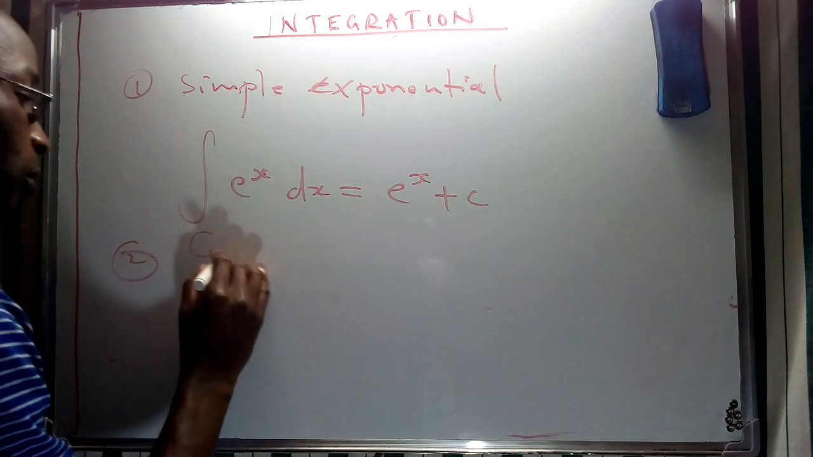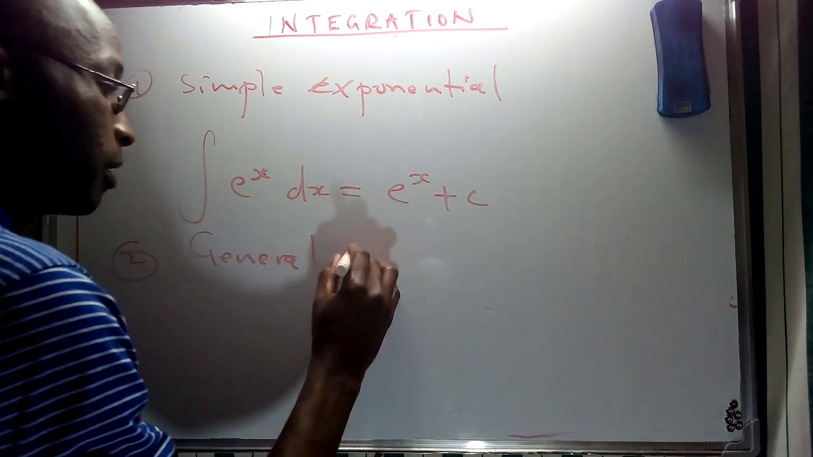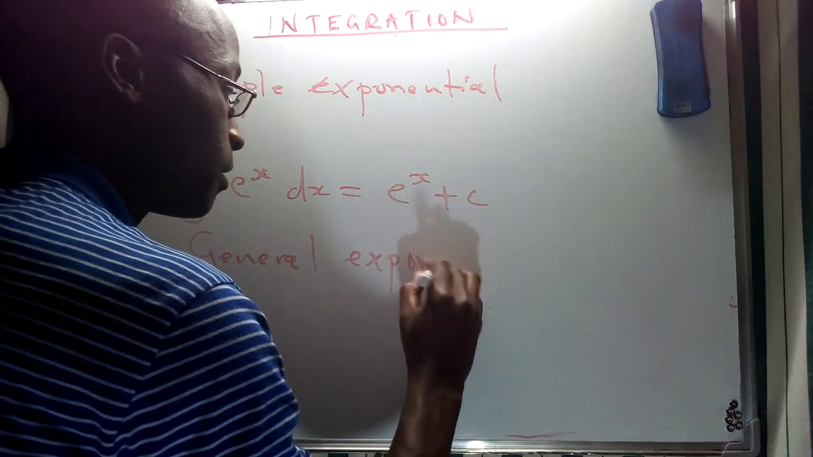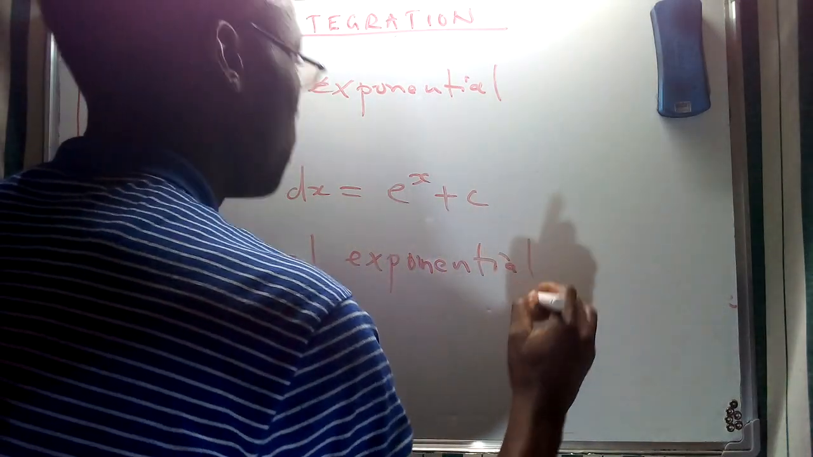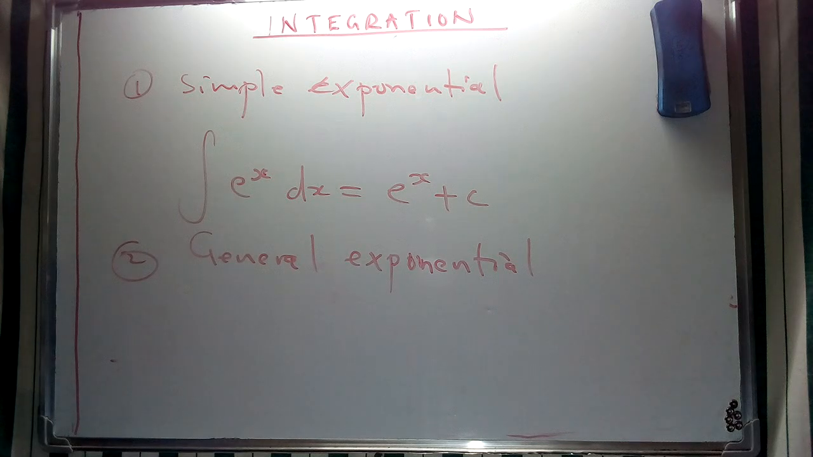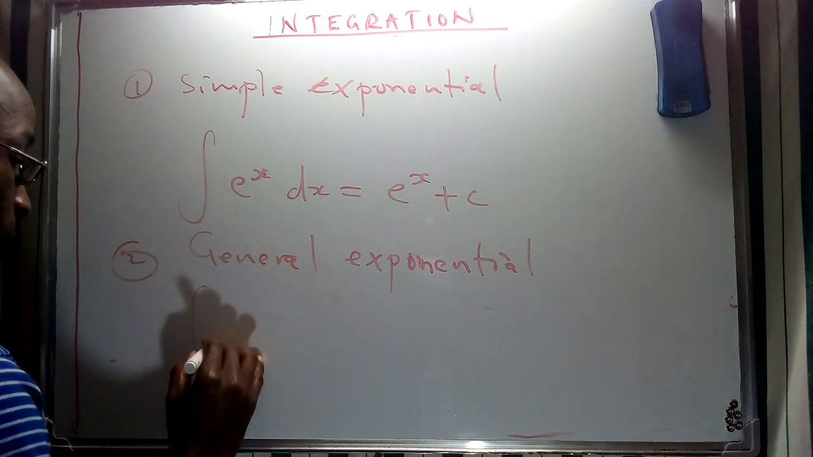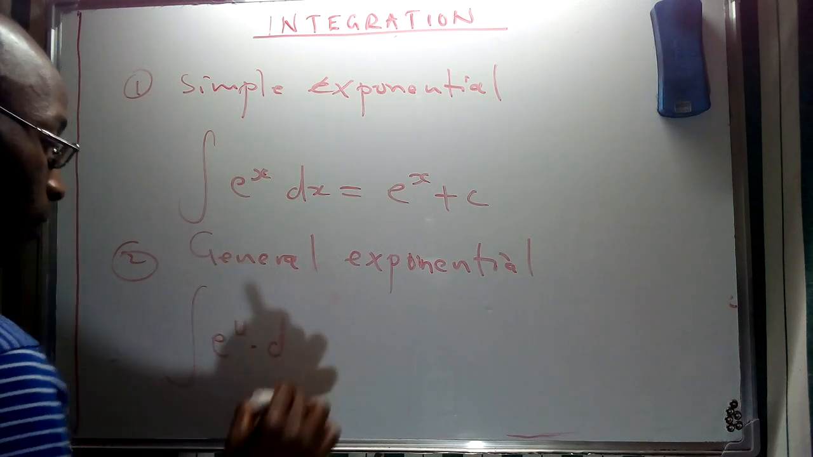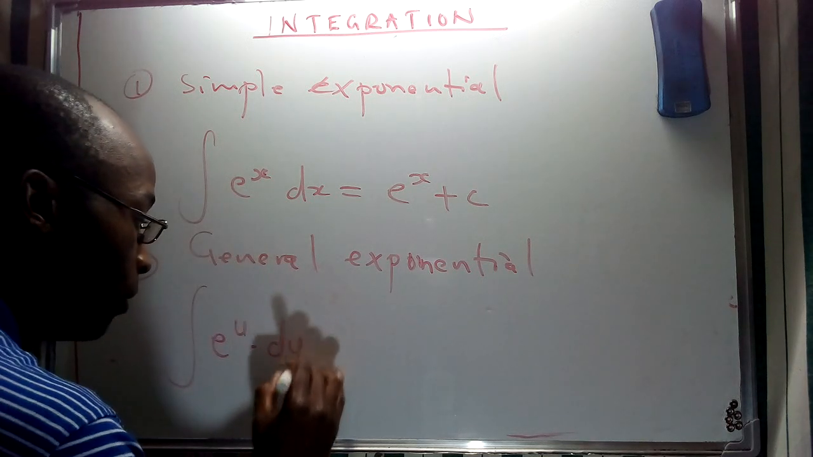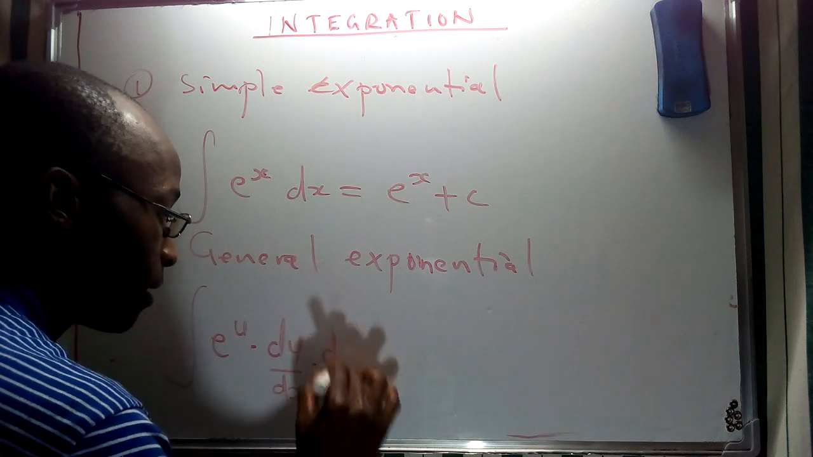We're going also to look at the second part, which is the general exponential rule, just as we had done for the power rule, for the simple and the multiple power rules respectively. So for the general exponential rule, we're going to see that the integral of e^u du/dx dx can be given as such.